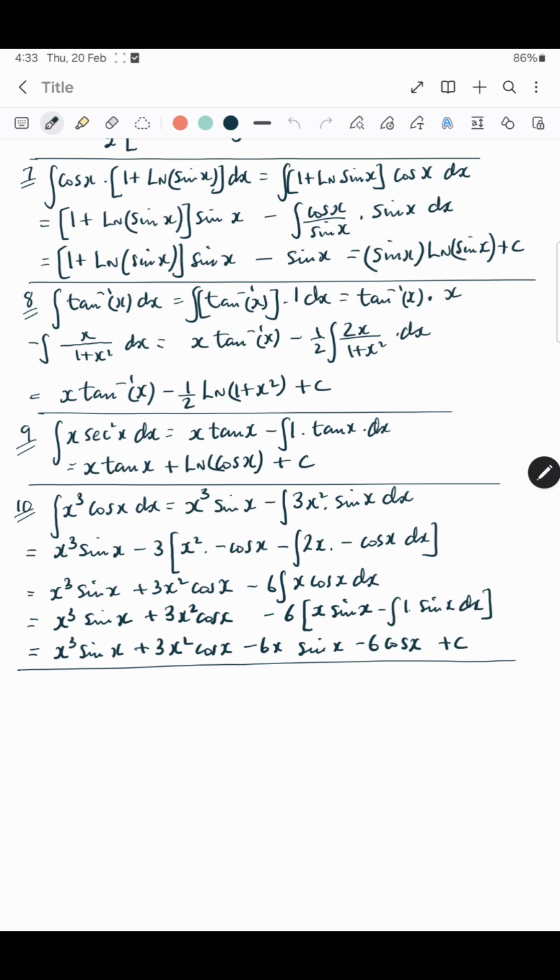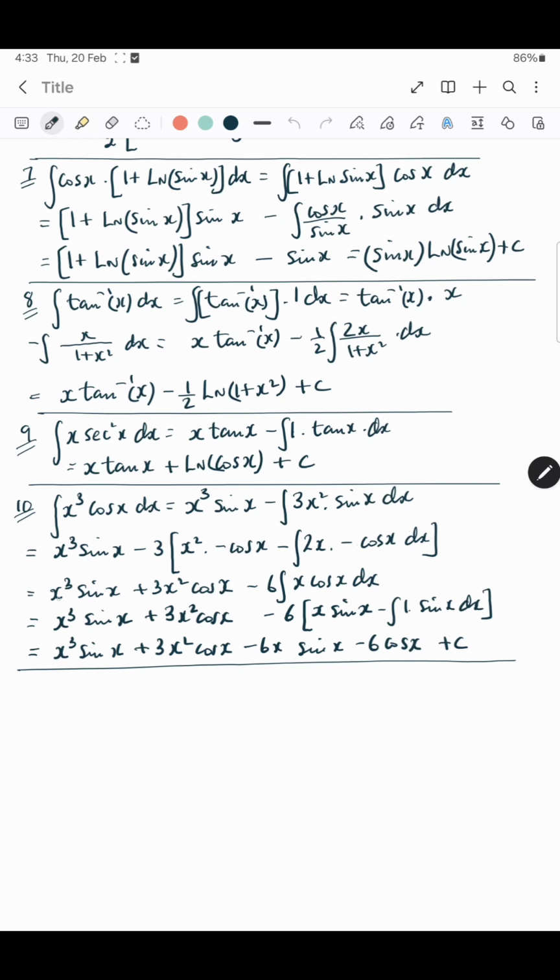Next line, x cubed sine x minus 3, I've taken the 3 outside, and then integrated again using the parts rule for integration. That will be the first, which is x squared, times the sine x integrated, which is minus cos x, and then minus the integral of the x squared differentiated, which is 2x, times the sine x integrated, which is minus cos x.